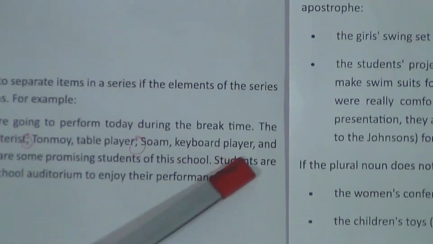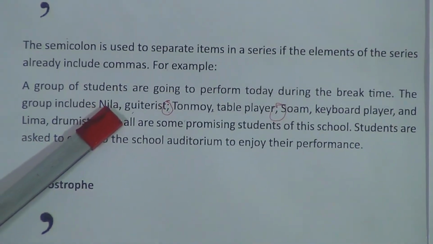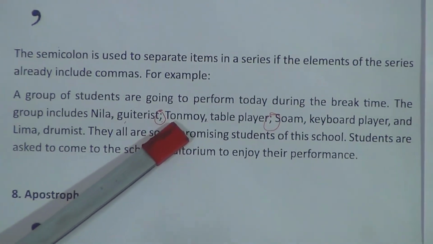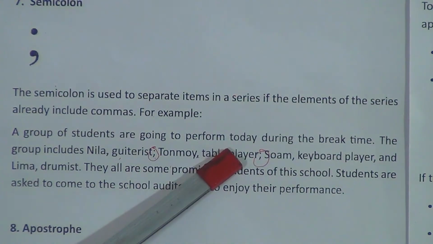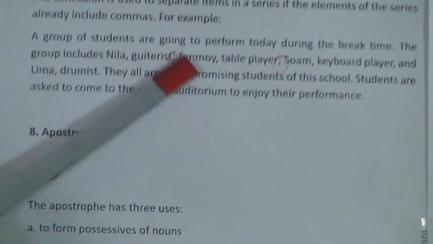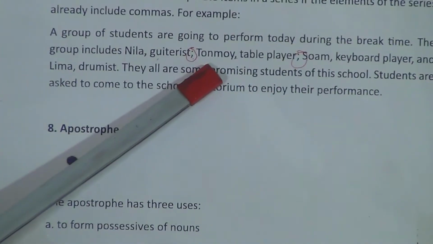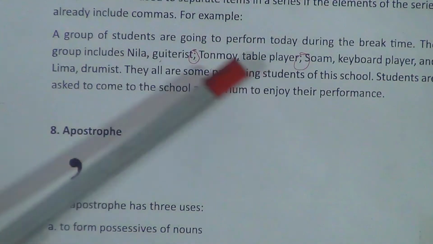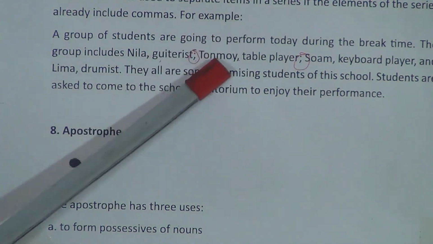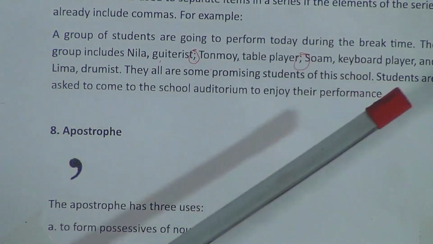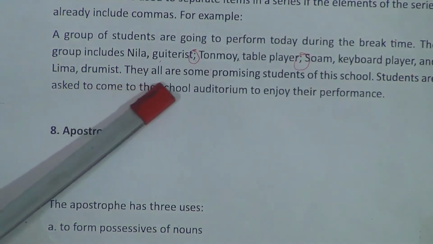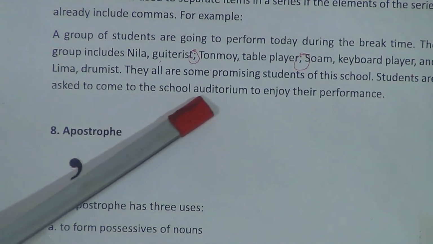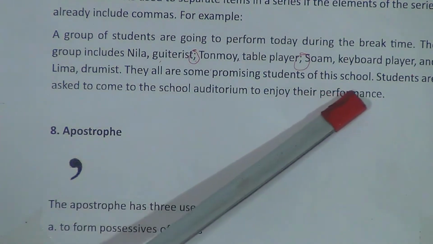And look here very carefully, the use of semicolon. When there is an existing comma, we will use semicolon to separate the items in a series. So now look, there is a series because there are 4 persons actually: Neela, who is a guitarist, Tanmoy, tabla player, Sam, keyboard player, and Lima, dramatist. So they all are some promising students of this school. Students are asked to come to the school auditorium to enjoy their performance.